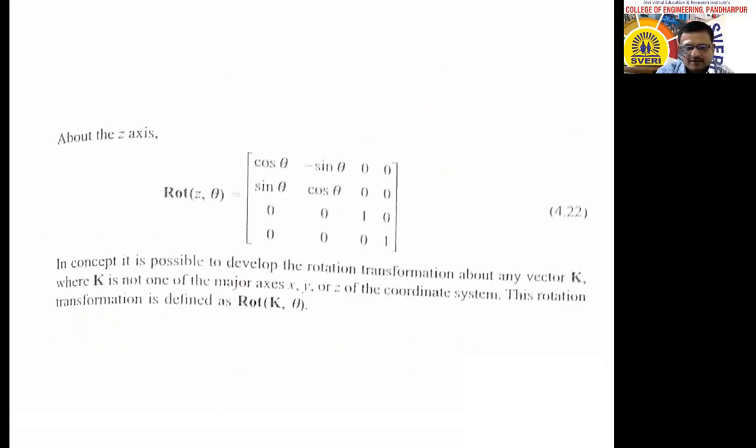About the z-axis, rotation z theta is equal to the matrix cos theta, minus sin theta, 0, 0; sin theta, cos theta, 0, 0; 0, 0, 1, 0; 0, 0, 0, 1. Equation 4.22. In concept, it is possible to develop the rotation transformation about any vector k, where k is not one of the major axes x, y or z of the coordinate system. This rotation transformation is defined as rotation k theta.